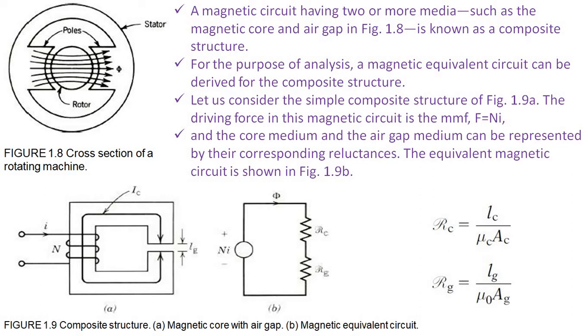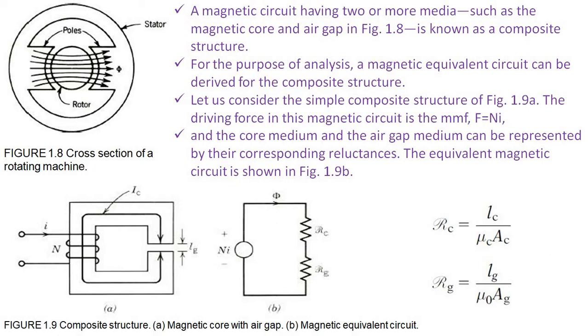A magnetic circuit having two or more media, such as magnetic core and air gap, is known as a composite structure. For the purpose of analysis, a magnetic equivalent can be derived for the composite structure. Let us consider a simple composite structure. The driving force in the magnetic circuit F is equal to Ni, that means magnetomotive force is equal to N into I ampere turns, and the core medium and air gap medium can be represented by their corresponding reluctances. The equivalent magnetic circuit is shown in the figure.